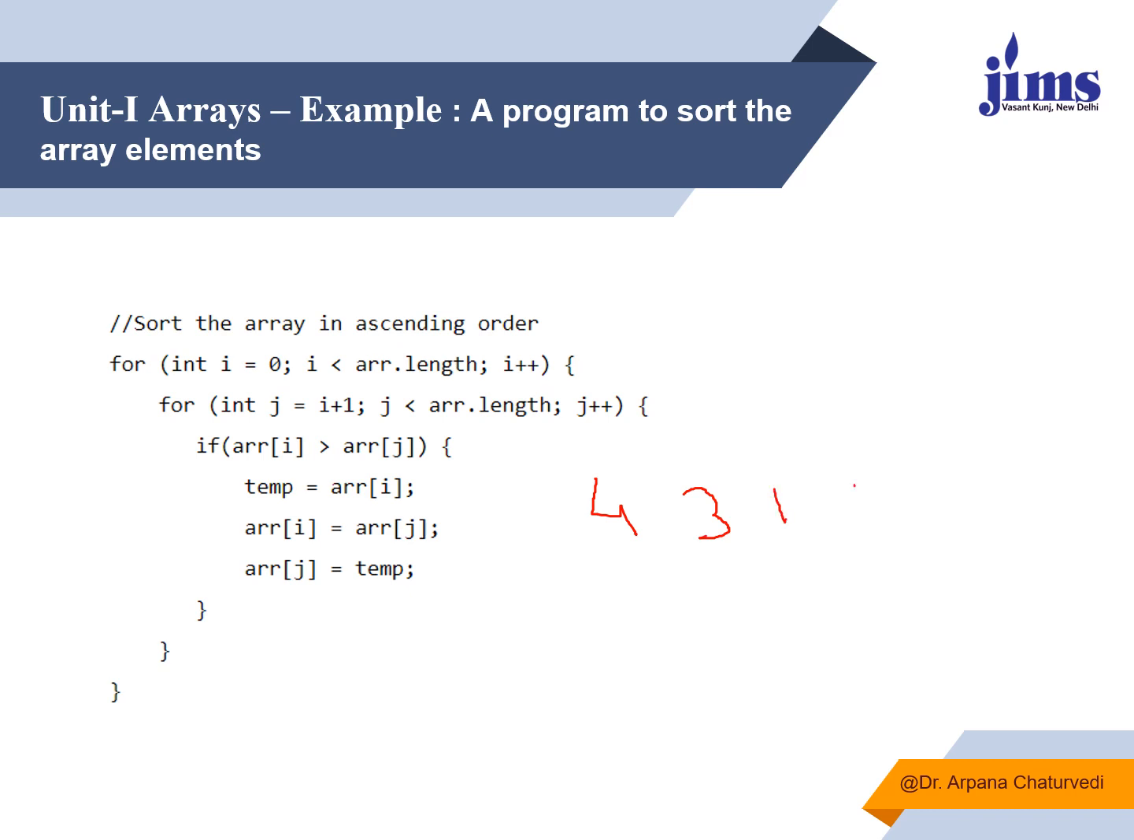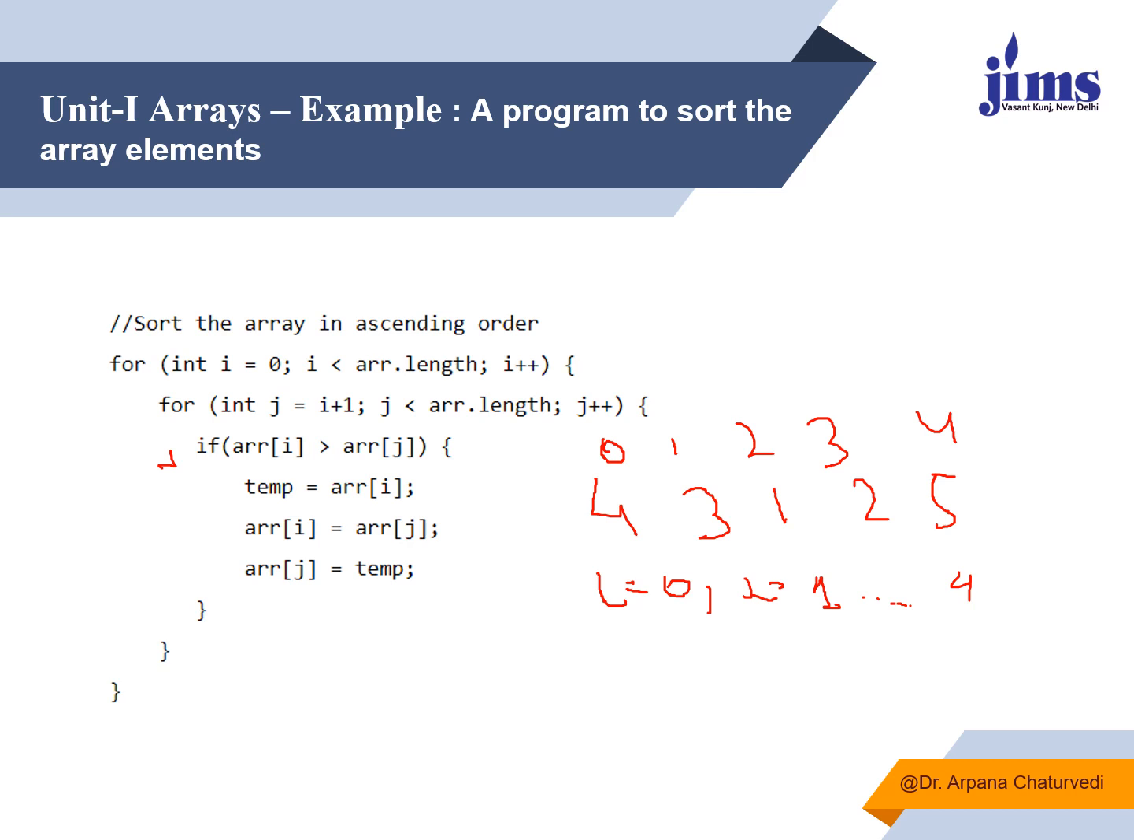3, 1, 2 and let's say 5. So when i is equal to 0, j is equal to 1. j will go till 4: this is 0th position, 1 position, 2 position, 3 position, 4 position. It will go till 4. Every time, look over here, it is saying if arr[i] is greater than arr[j]. So arr[i] is 4. Is 4 greater than 3?